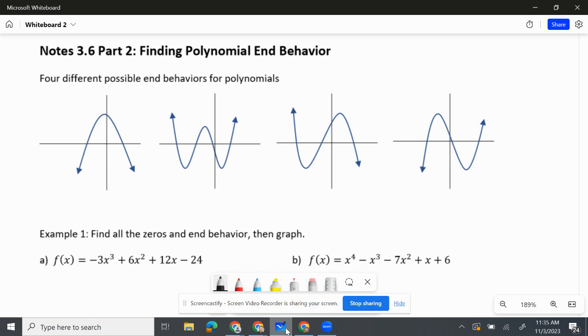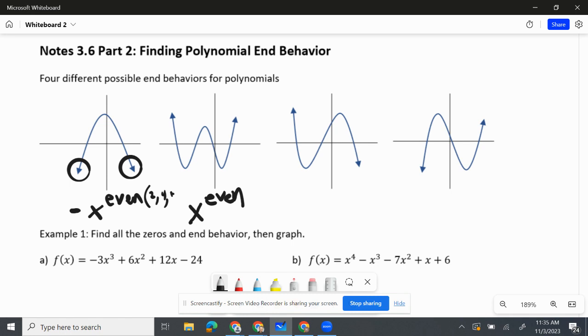graphs. Our first one has to do with x to the even power. Whenever it's negative, that means it's going down on both the left side and the right side of the graph. As opposed to an exponent that's even and positive, where both of them are going to go up. An example would be a quadratic, a quartic, or beyond.